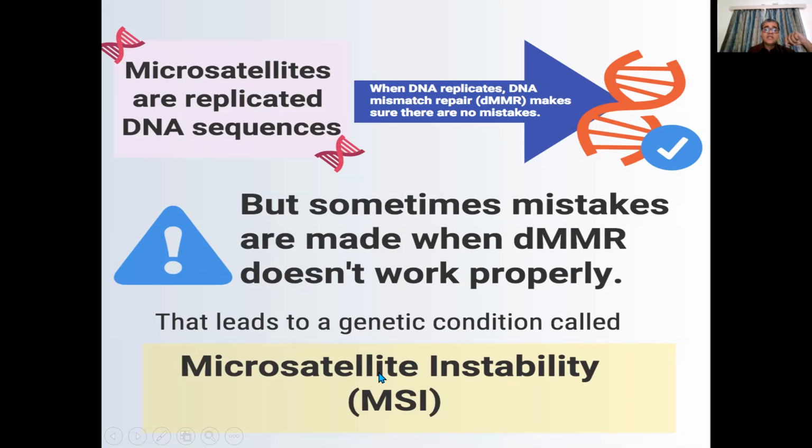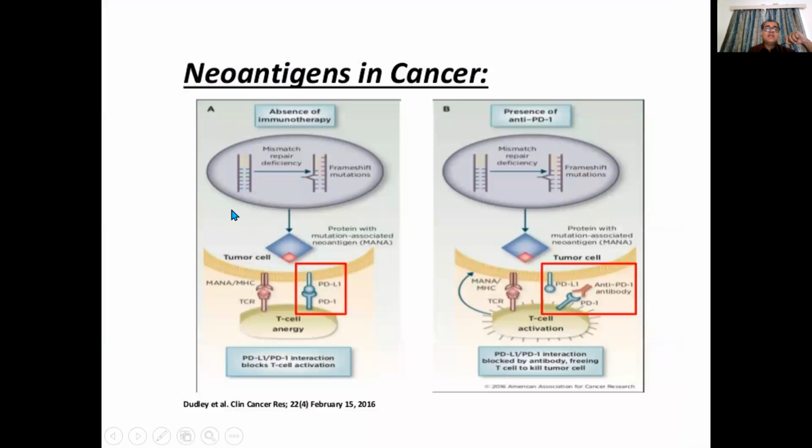So, in microsatellite instability, there will be several genetic mutations which keep on accumulating in the tumor cells, leading to the formation of something called neoantigens. Whenever you have a lot of mutations in DNA, they get translated into proteins, and these are neoantigens. These new antigens can be recognized by the T cells of the patient, and the immunity of the patient can act there.